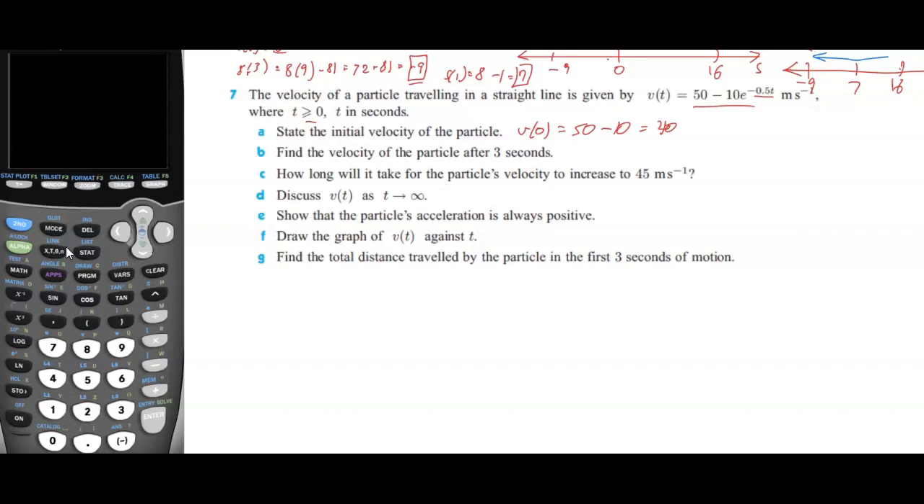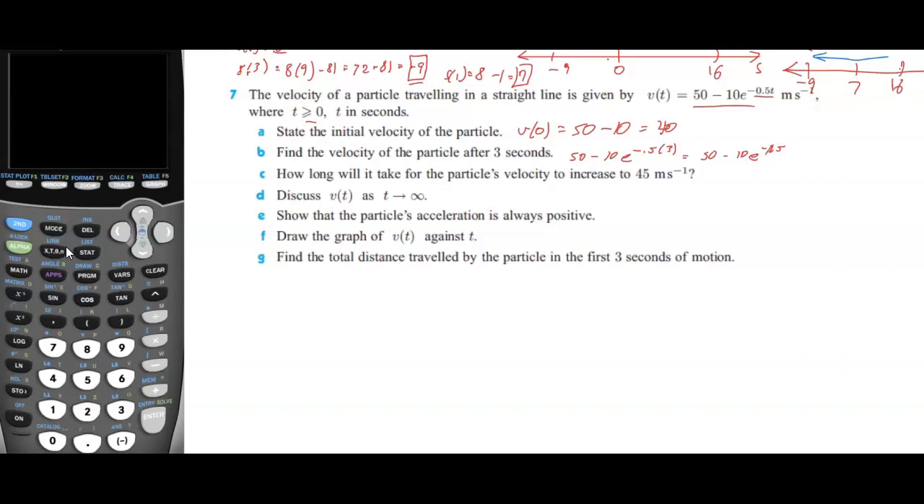Find the velocity of the particle after 3 seconds. So that would be 50 minus 10 e to the negative 0.5 times 3, which would be 50 minus 10 e to the negative 1.5.